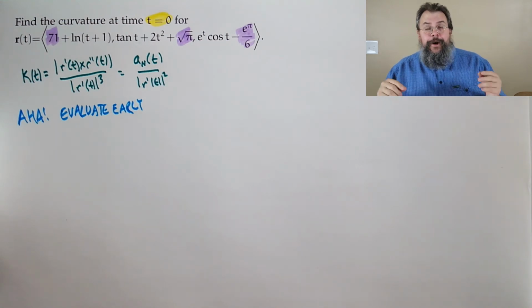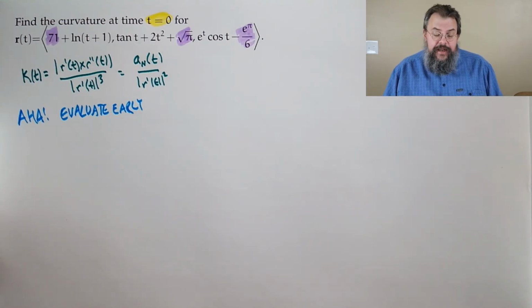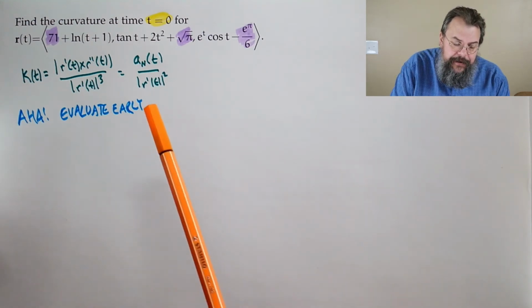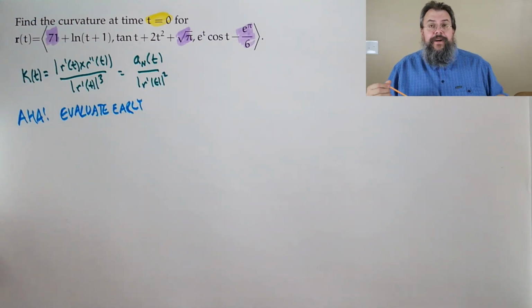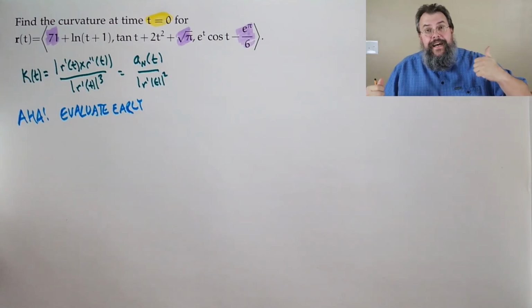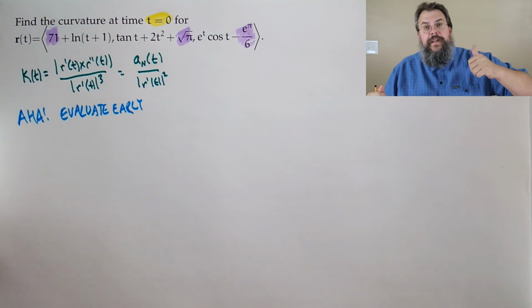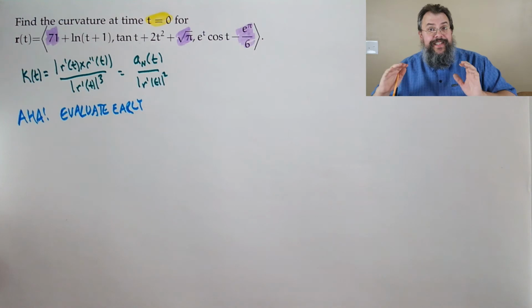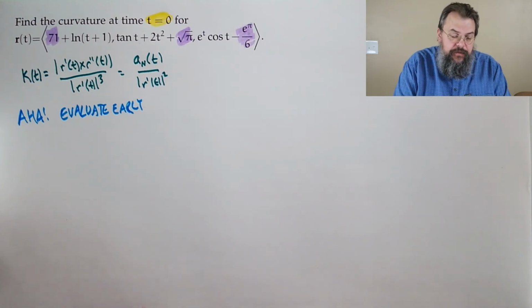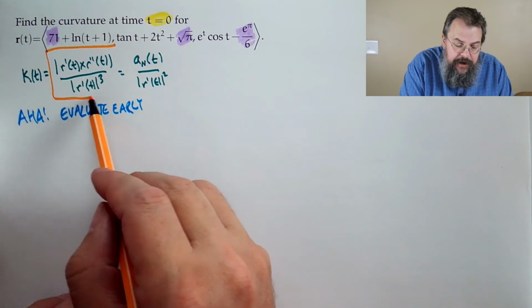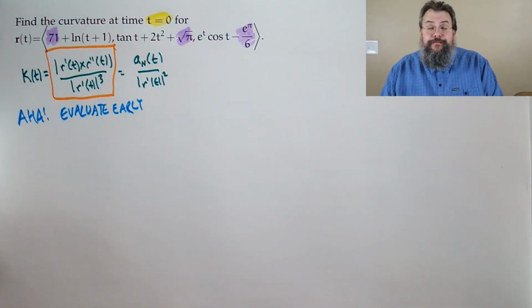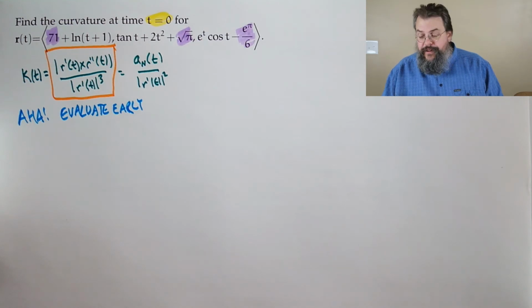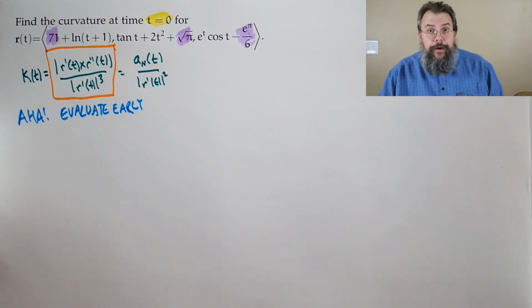On the other hand, when I'm trying to compute a sub n of t, well, now we have to be careful, right? Because how do you do a sub n? Well, you first have to take the magnitude of r prime and then take the derivative. So you cannot just take r prime and evaluate. You have to keep the formula in all the way till after taking the derivative of the magnitude of r prime, which means you have to wait a while. So for us, if we want to evaluate early, that's our approach. That's the one that lets us evaluate as soon as possible. So we're going to use that one.